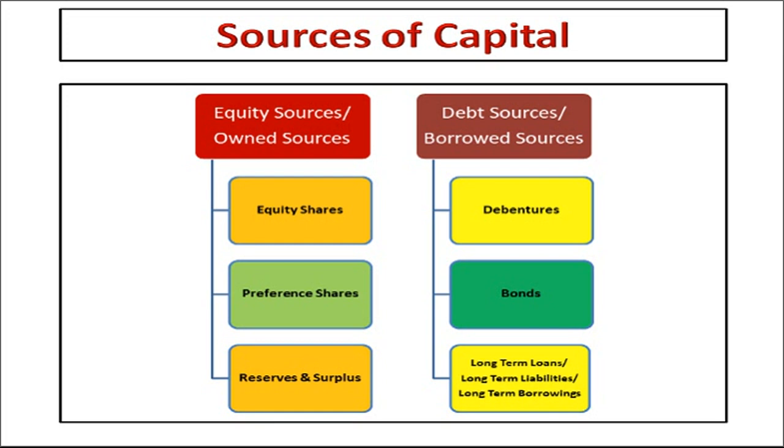Friends, equity sources are the sources which give ownership. That's why they are called owned sources. And debt sources are the kind of sources which do not give ownership, but give you a right to withdraw interest out of the money that has been provided, and that is why they are called borrowed sources. Is it clear? So now let us move on to a concept called capitalization.